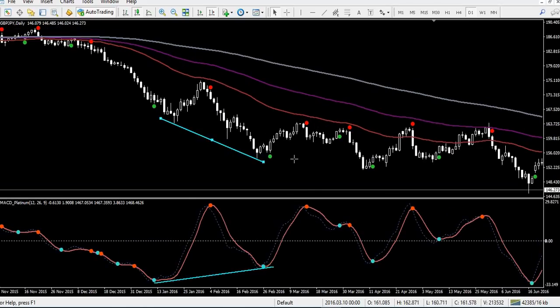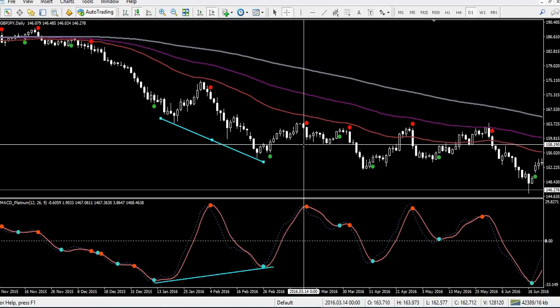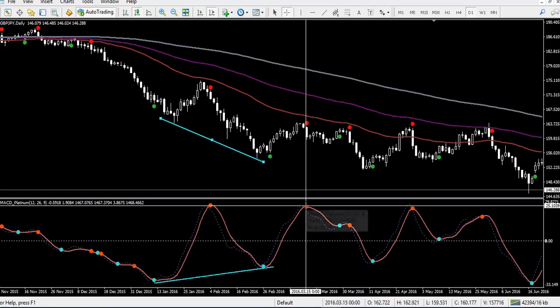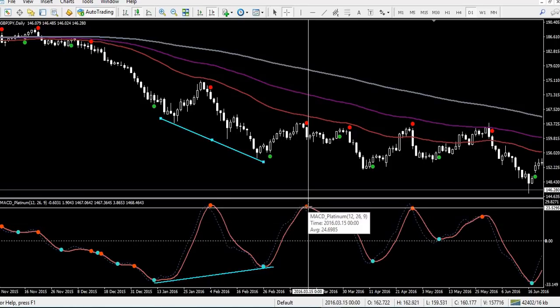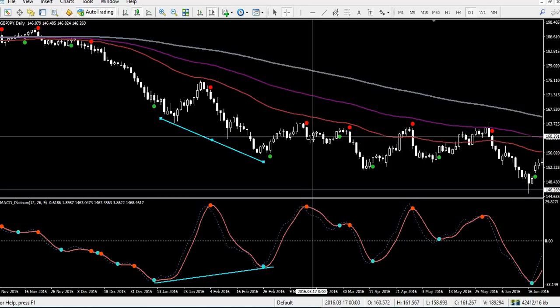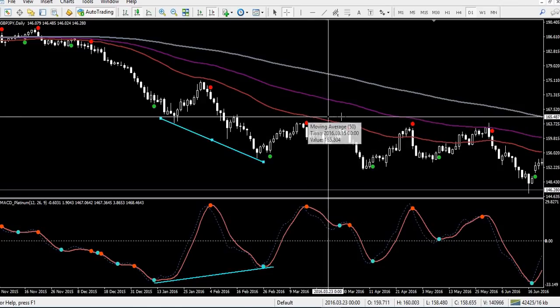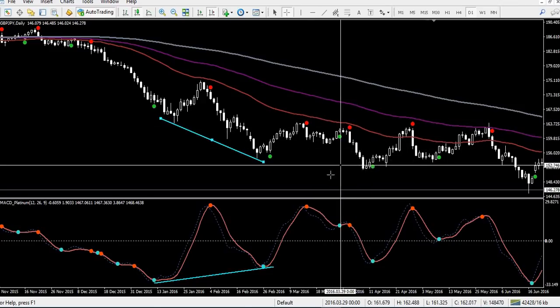All right, again, price comes up, you get a red dot on the QMP filter and a red dot on the MACD Platinum. The MACD is above the zero level. That's a sell. Take the sell on the open of this next candle here. Your stop would be above the high somewhere, and that's protected nicely.